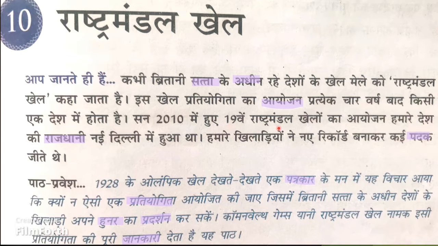Now children, all of you know that we were also under the British power long back. So what happened is, in 2010, the 19th Commonwealth Games was organized in the capital of our country, New Delhi. Rajdhani means capital. Our players made records and won many medals in this 2010 Commonwealth Games organized in New Delhi. Padak means medal.